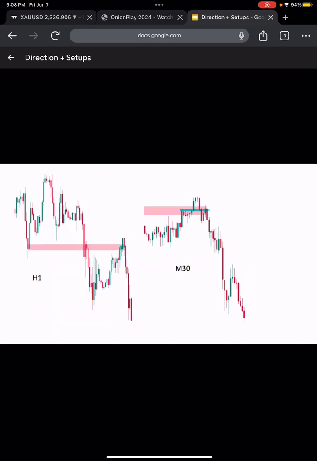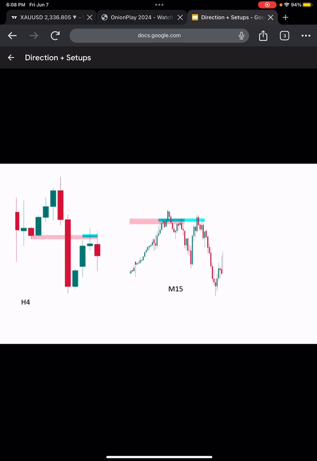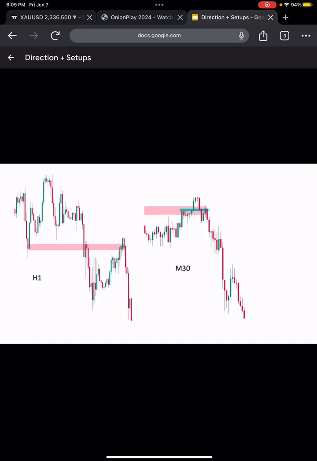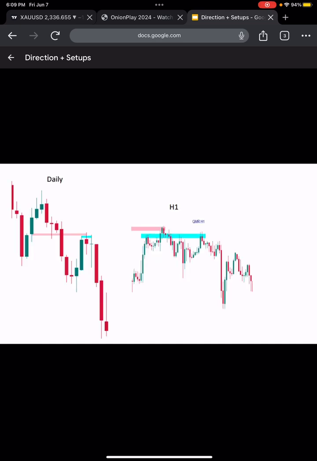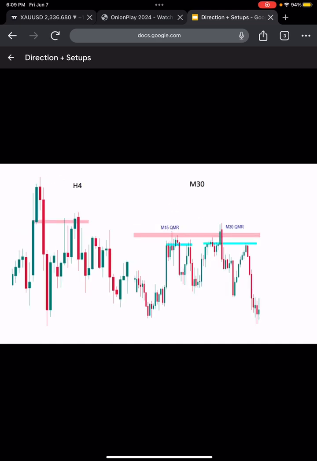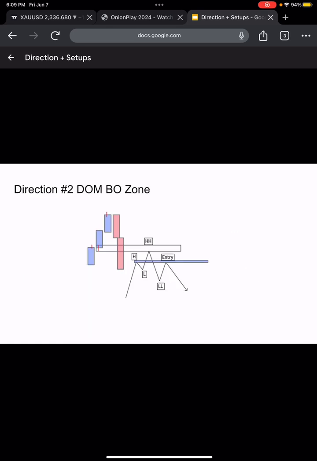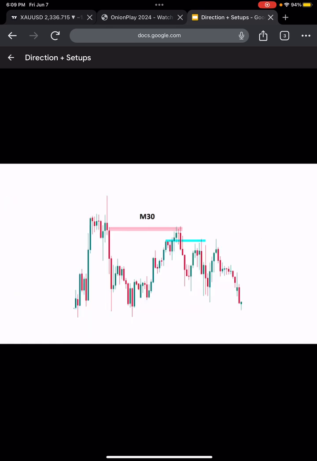Again, on H1, you have a bullish engulfing that gets broken. On M30, it creates a QMR when price pulls back to the zone. H4, you have a bullish engulfing that gets broken. M15, you have a QMR. And that's it. So those are the three different types of direction: the engulfing fail zone, the double Mariposa that gets broken significantly, and then the double Mariposa zone.